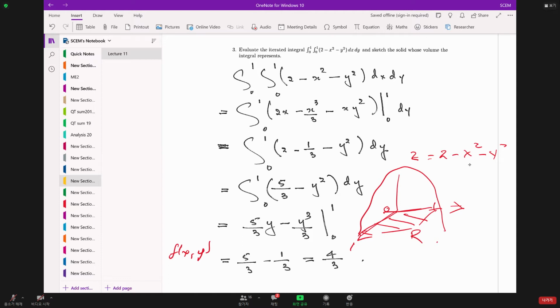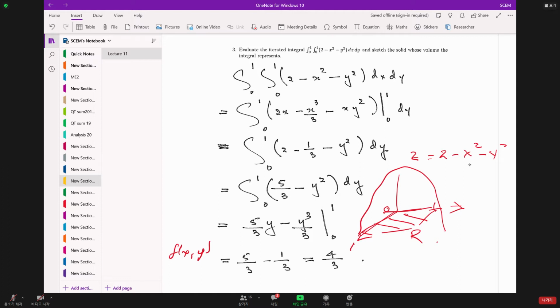So what you do is, either you can integrate with respect to y first, and then with respect to x, or with respect to x, and then with respect to y. So if you integrate this with respect to x first, you keep y fixed. That's what this means. So integrate with respect to x, keeping y fixed.